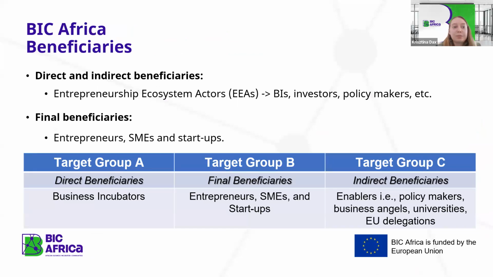So who are the BIC Africa beneficiaries? Our direct beneficiaries are the business incubators. We work with business incubators. We don't directly work with entrepreneurs and SMEs, but of course, the final beneficiaries are the entrepreneurs, SMEs, and startups. Along the way, indirect beneficiaries are also involved in the different activities of the project. These include policymakers, business angels, universities, EU delegations, and so on. Next slide, please.